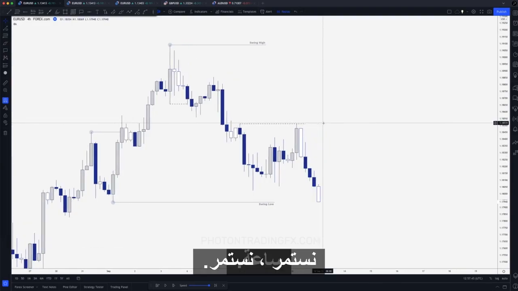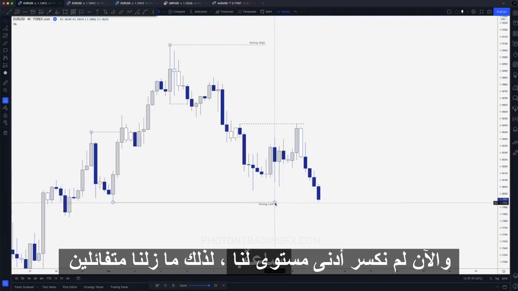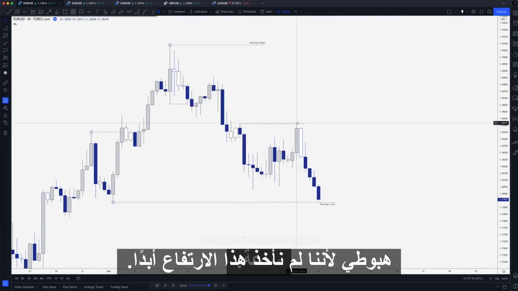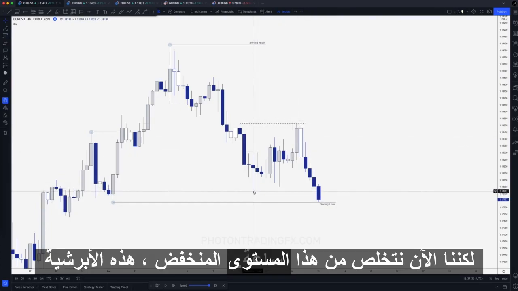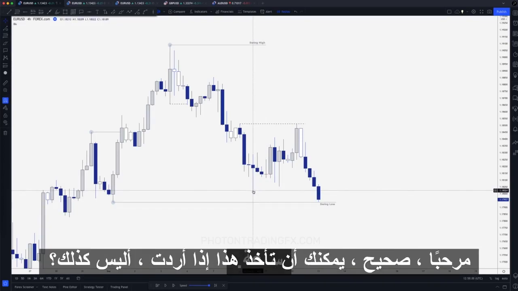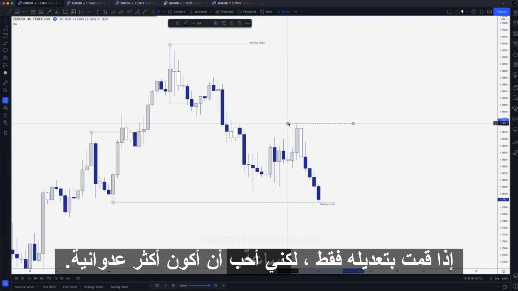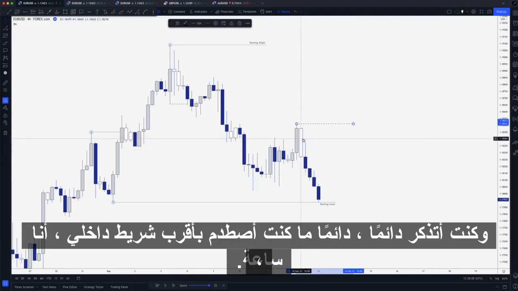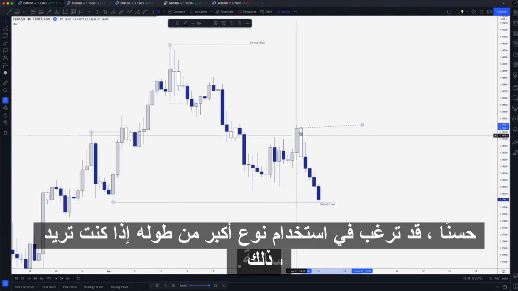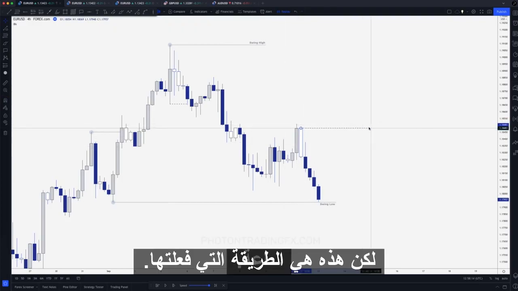We keep going. And now we have not broken the 4-hour low, so we're still bullish on the 4-hour chart, but the internal structure is still bearish because we never took out that high. But now we've taken out this bearish internal low. Where is our nearest internal high? You can take this one if you want, if you just adjust it across. But I like to be a bit more aggressive, and I always hit the nearest inside bar. Me personally, I like to be more aggressive with it, okay? But you might want to use the more obvious high if you want to, but this is the way I do it, okay?